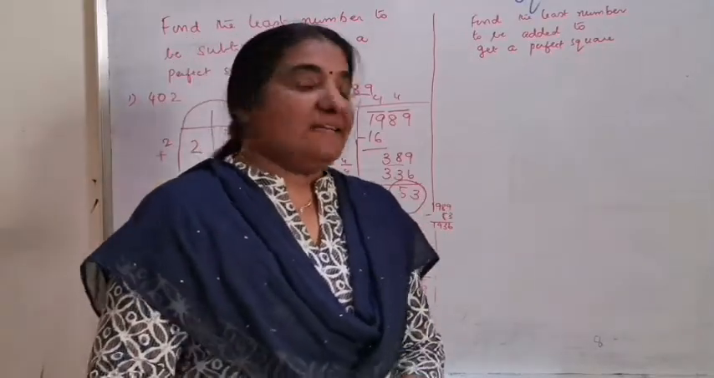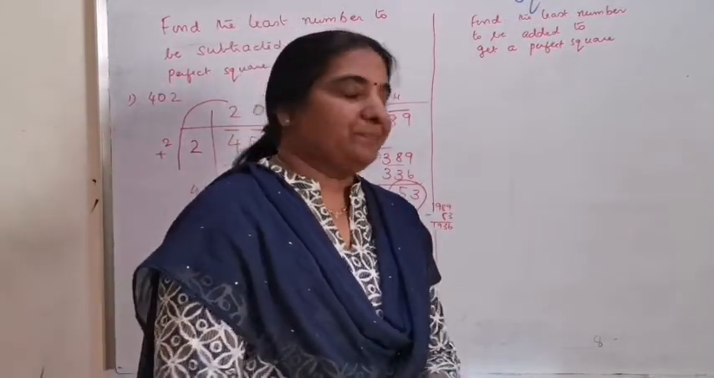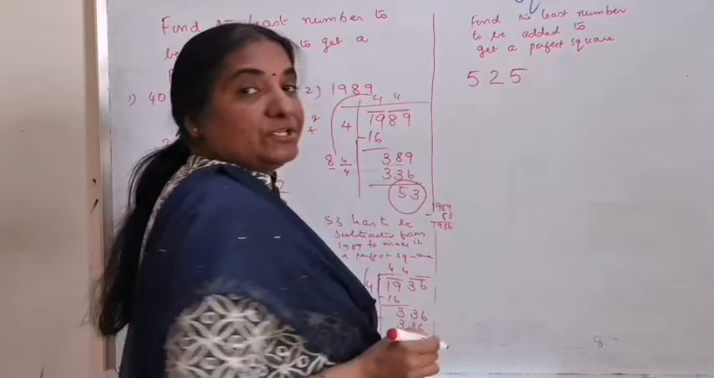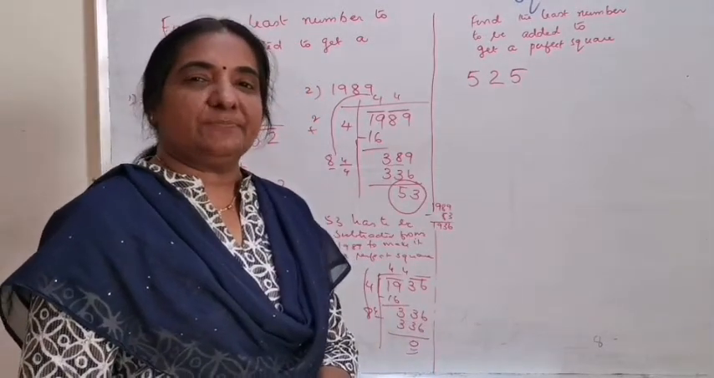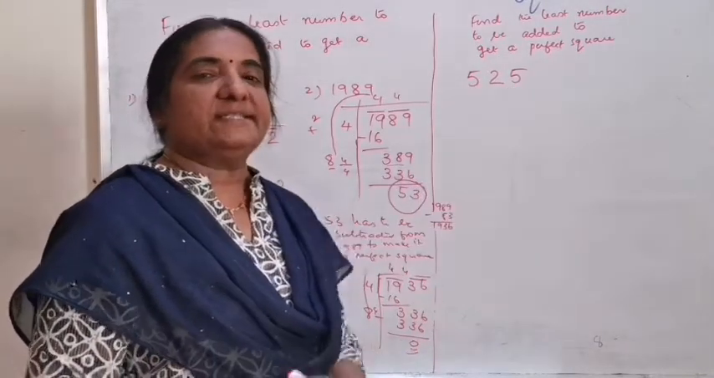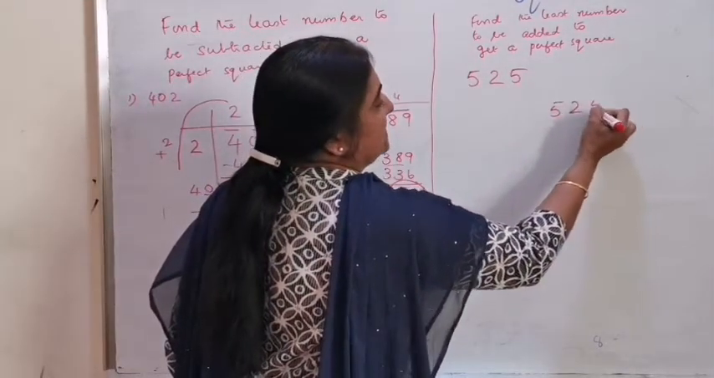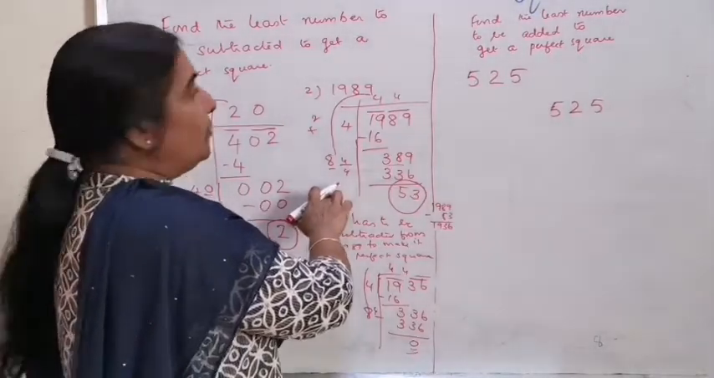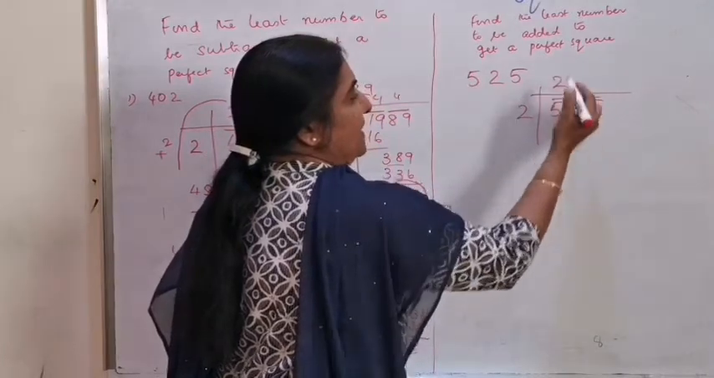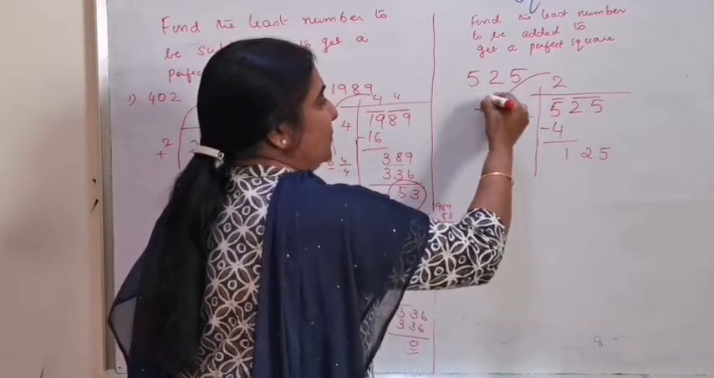The next pattern is to find the least number to be added to get a perfect square. The question is: find the least number to be added to 525 to make it a perfect square. 525 is not a perfect square. What is the minimum number to be added to it? The initial steps are the same as how you did it for subtraction. The closest perfect square is 2 2s are 4, 125. The double of 2 is 4.